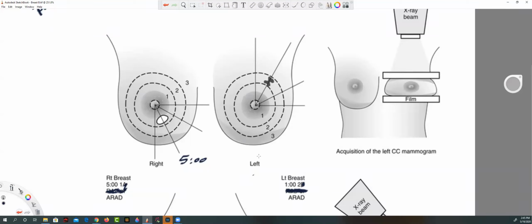No need for that. This patient had a left breast, 1 o'clock. And yeah, because this is 12. Yep, this is 2, that's 3 o'clock. 1 o'clock, it's in the region of number 2. So it is a left breast, 1 o'clock, 2 ARAD.